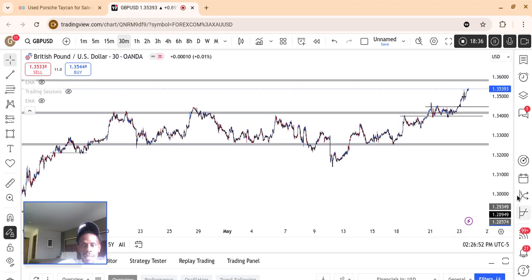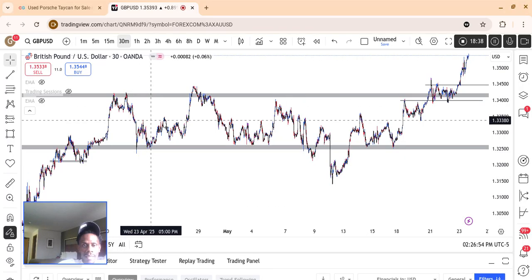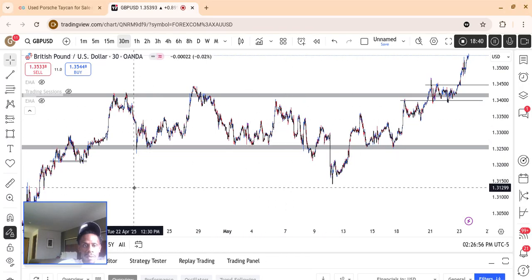And then as you see here, this was another range. Price was just within this range too.